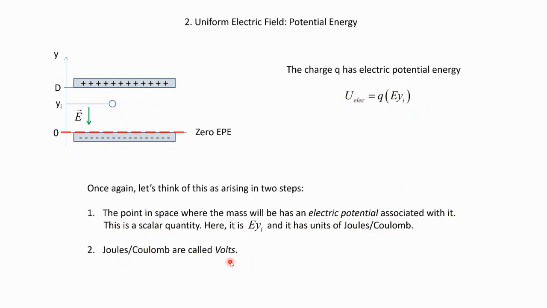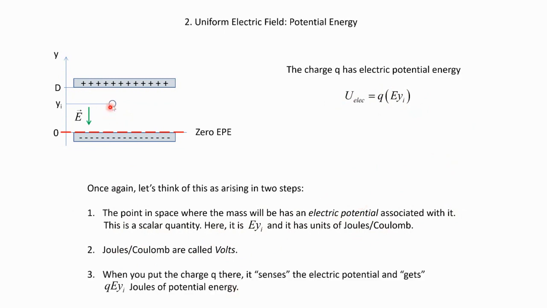Joules per coulomb have a name, and they're called volts. These are the same volts as you see on a battery, right? The battery gives you 9 volts. These are the same volts. This is what volts are. Joules per coulomb.